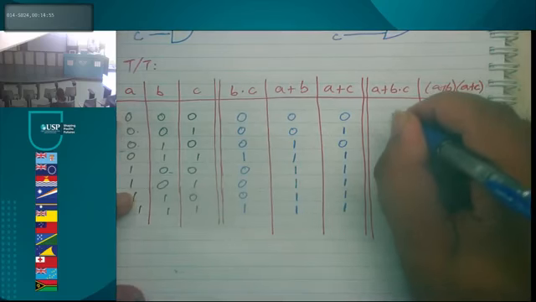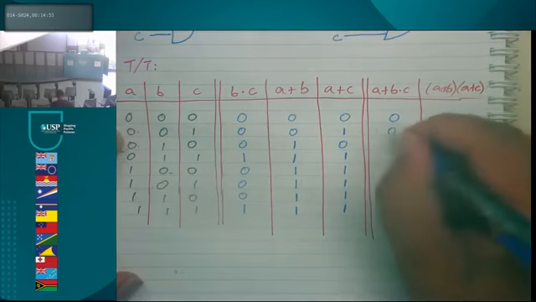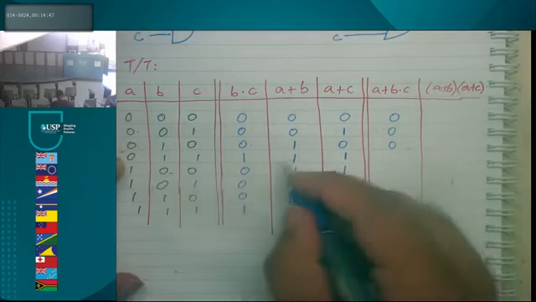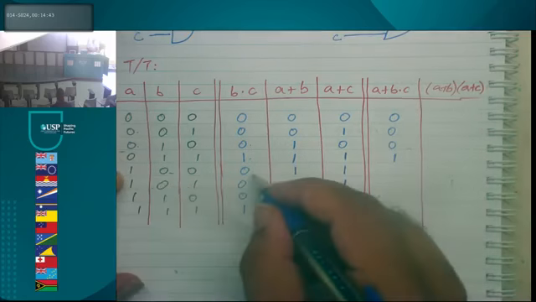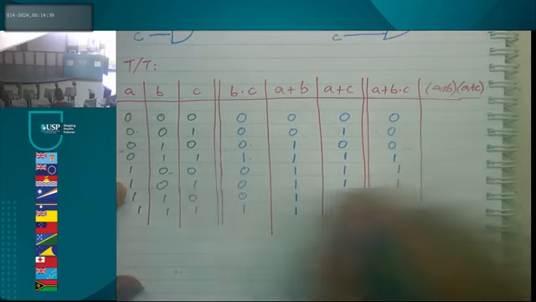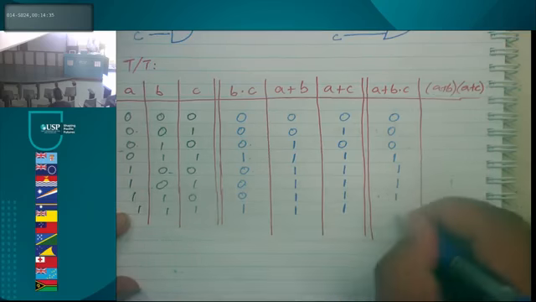0 or 0 will be 0. 0 or 1 will be a 1. 1 or 0 will be a 1. 1 or 0 will be a 1. 1 or 1 will be a 1.